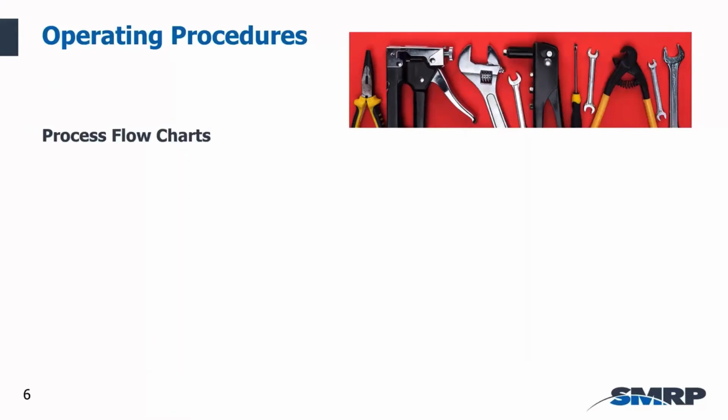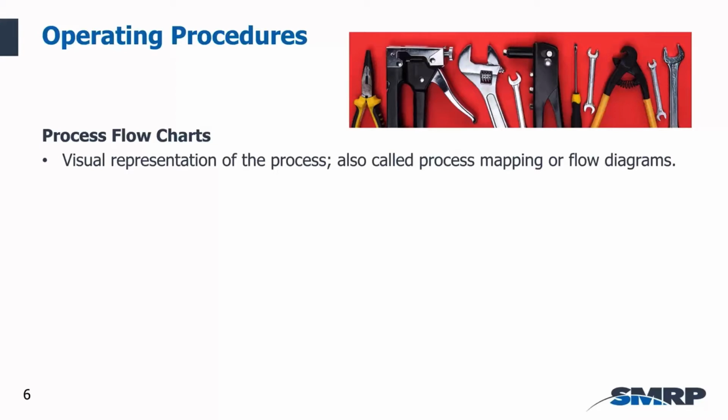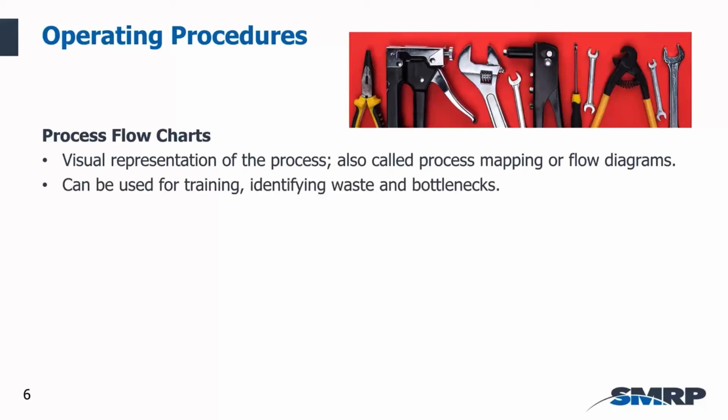So what are some of the things that we do when we're working with operating procedures? Process flow diagrams. These are visual representations of the process. You might also use the name process mapping or flow diagrams. They can be used for training, for identifying waste and bottlenecks as well. So when we create a process flow, this is a great tool when we have new people coming into the facility for their orientation training.